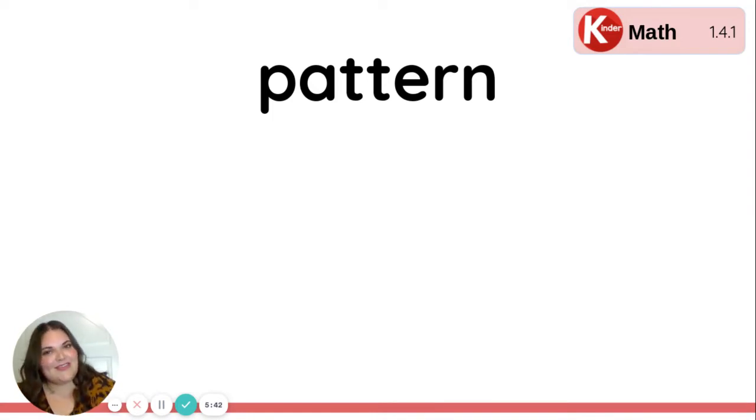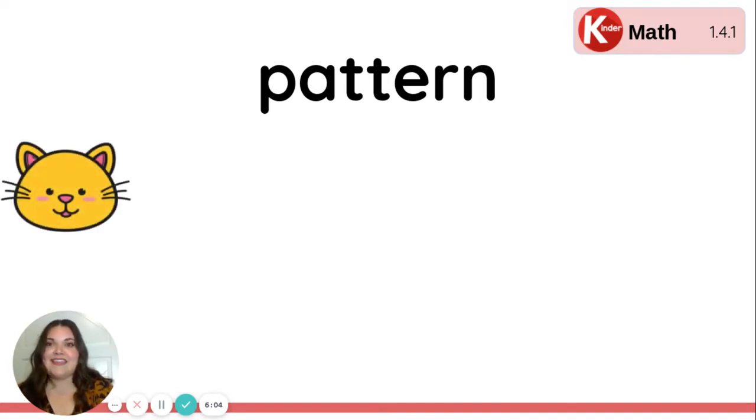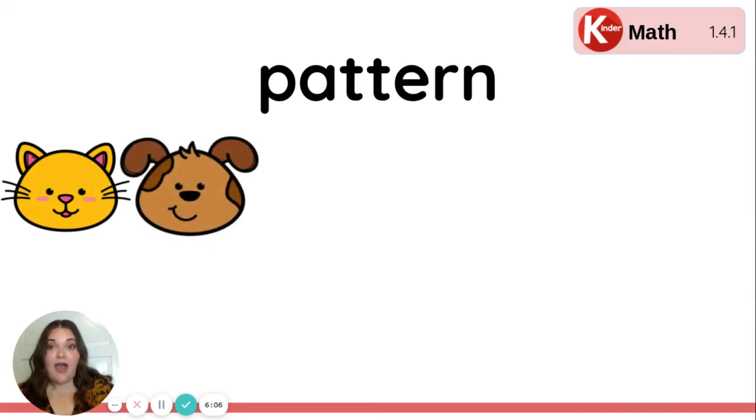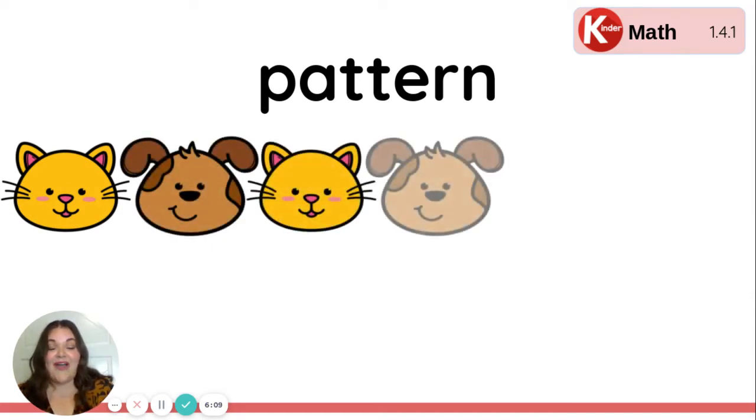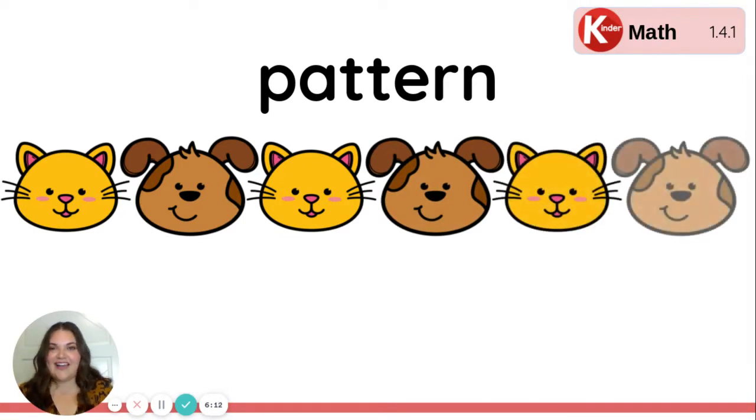You might have not even noticed, but did you see how we repeated the animals a couple times? We did the cat three times, and we did the dog three times as well. And did you notice how they took turns? That was a pattern. It repeated. We made this pattern. Cat, dog, cat, dog. Cat, dog. Great job.